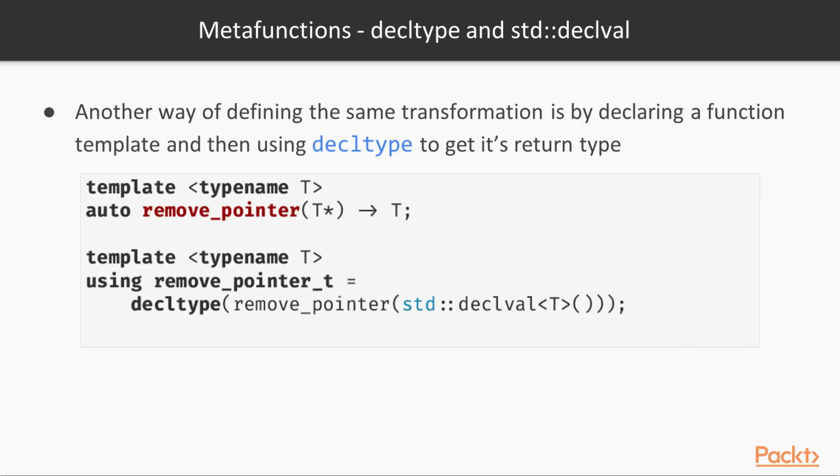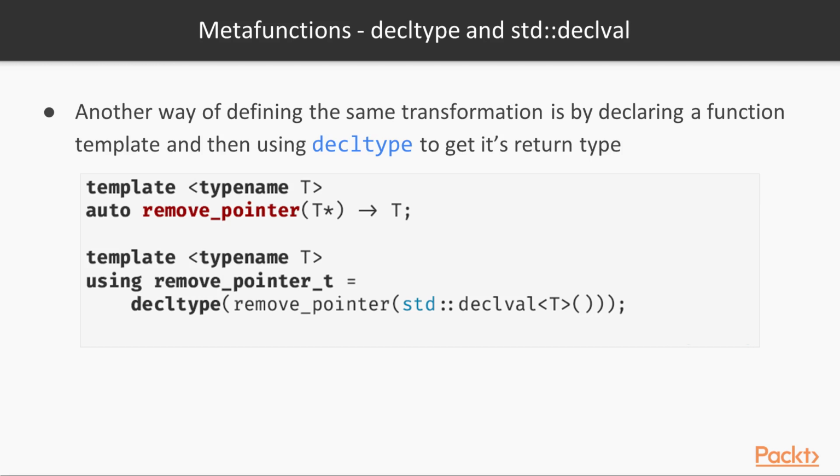Here's another way of defining the same remove_pointer transformation by declaring a function template and then using decltype to inspect its return type. So in order to define that remove_pointer metafunction, you might just declare a remove_pointer function that takes a T* and returns T. You don't have to define this function. Afterwards, you can create a type alias called remove_pointer_t that expands to the decltype of remove_pointer invoked with declval of T.